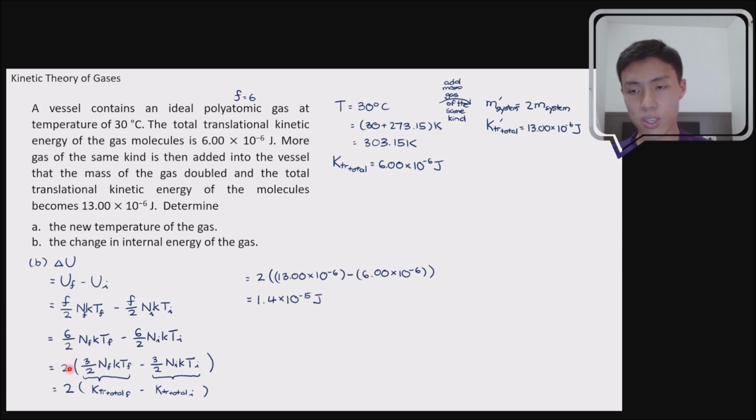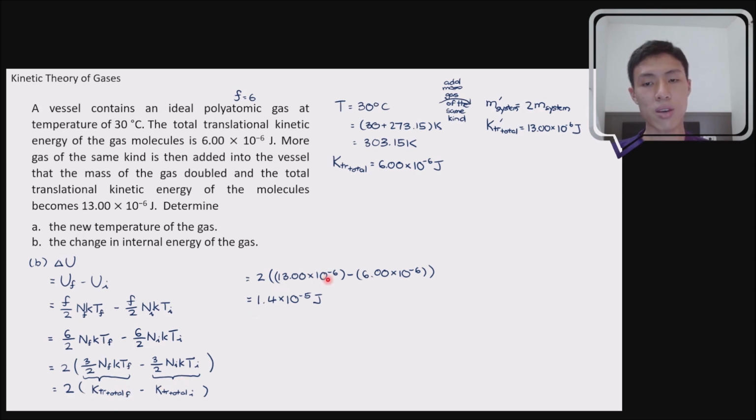So this is the faster way to solve this question, by noticing that you can extract out the 2 over here to make it 3 over 2 NkT and 3 over 2 NkT. In this case, you don't need to waste time finding the number of gas molecules final and the number of gas molecules initial. All the relationships can be simplified. We just change it to become KTR total final minus KTR total initial.